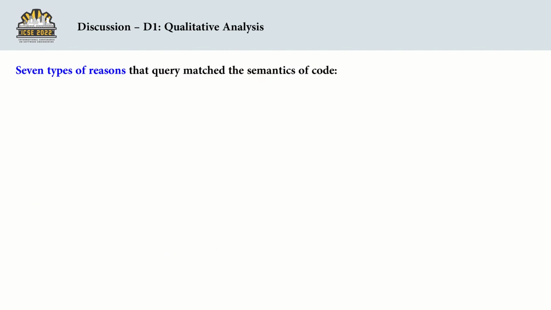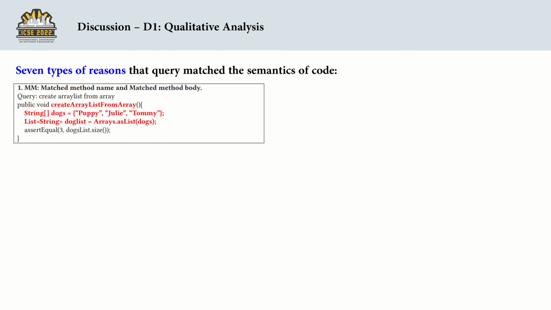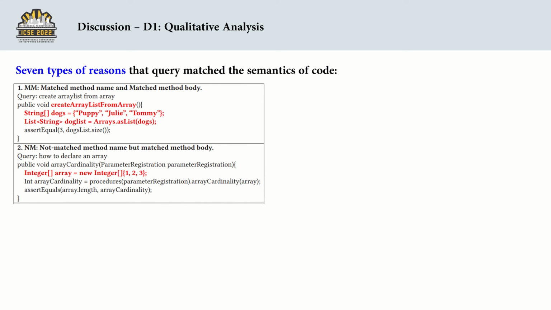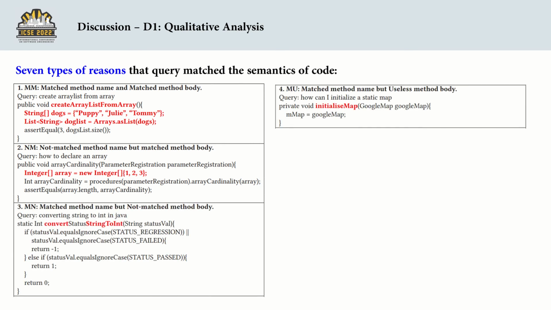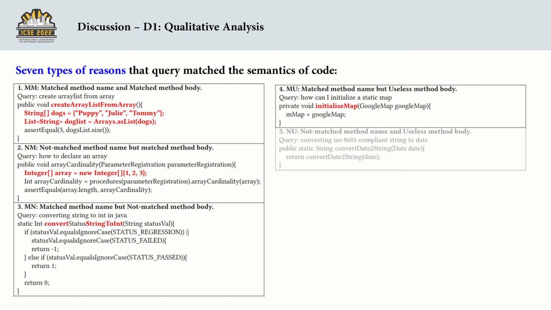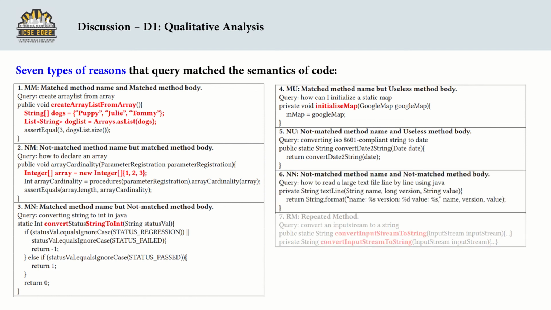To analyze why CodeMatcher and the baselines work or not for each query, we classified the results into seven reasons. First, both the method name and the method body matched the semantics of the given query. Second, the method name matched but the method body did not. Third, the method body matched but the method name did not. Fourth, the method name matched but the method body is useless. Fifth, the method name did not match and the method body is useless. Finally, the searched code is a repeated result.